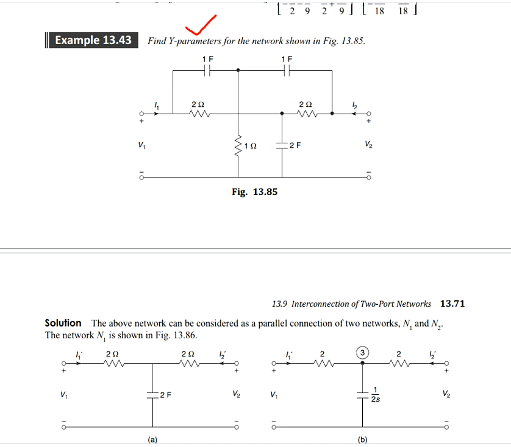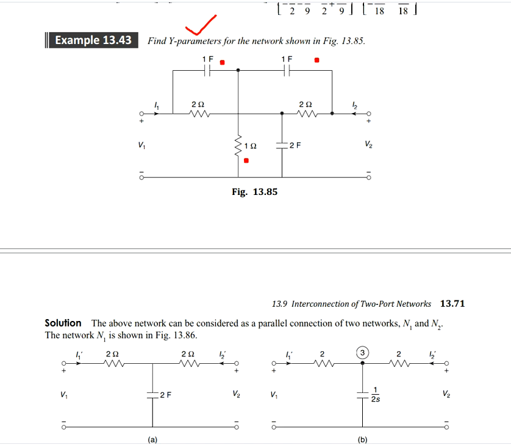So first you check for parallel connection. Since y parameters are given, first you check for parallel connection. If not, then we will go for others. I think you can get a parallel connection here by considering the 1 farads, 1 farads and 1 ohms, which is one type of T network, and this we can consider as N1 or N2, whatever it is.